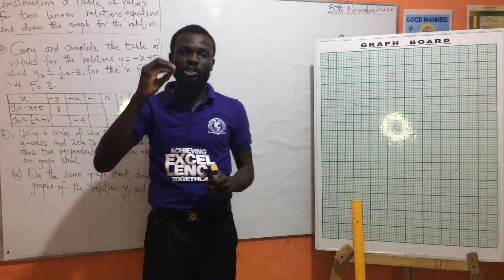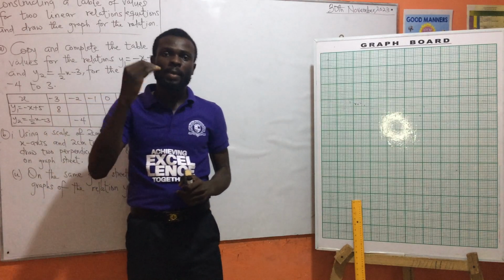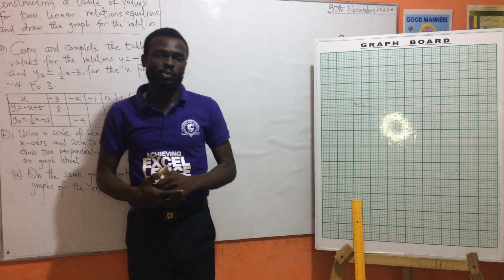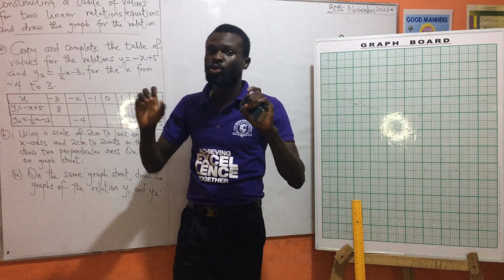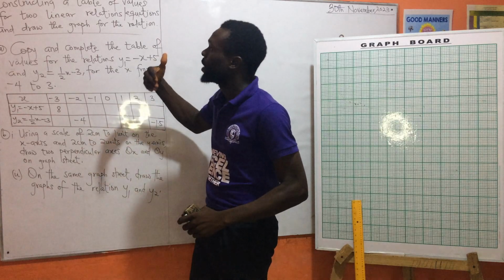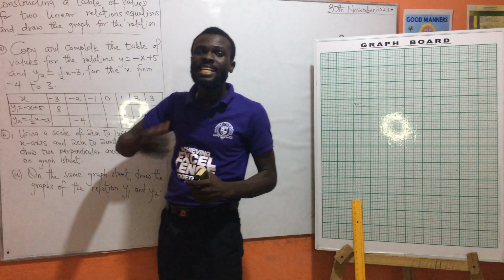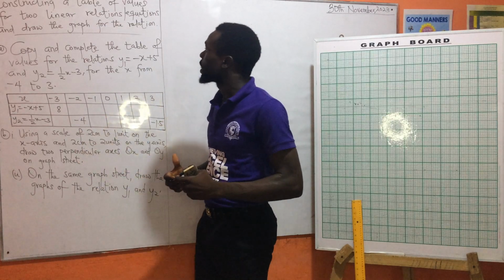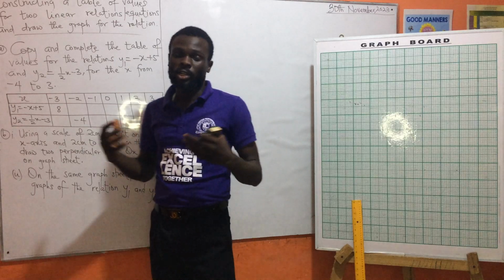Also, we are looking at strand number 2 and the substrand patterns and relations, which is algebra as the strand. But today we want to look at constructing a table of values for two linear relations or equations and drawing a graph for the relation.